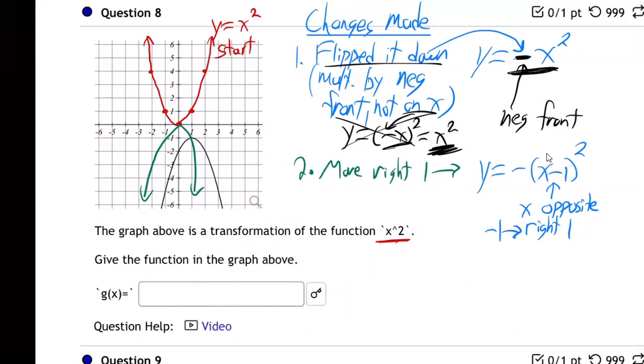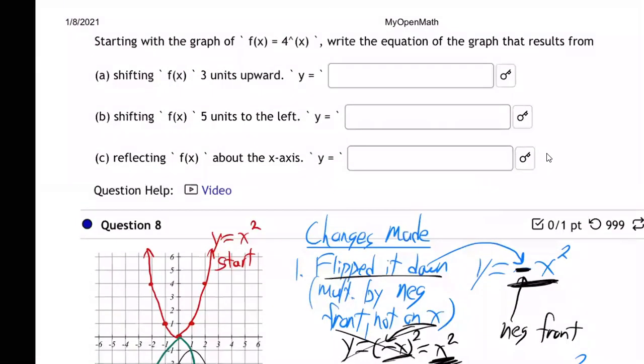And it's inside x's world, right? So it has an x effect. It's in the parentheses with x. It's in the little world that's being second powered. It's in x's little world, so it has the opposite effect. Minus 1 is actually right 1.